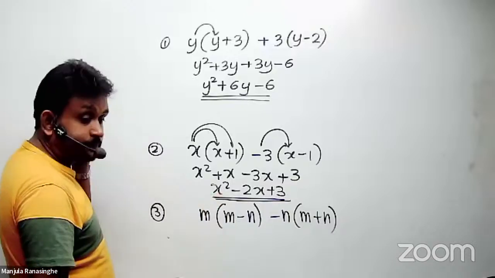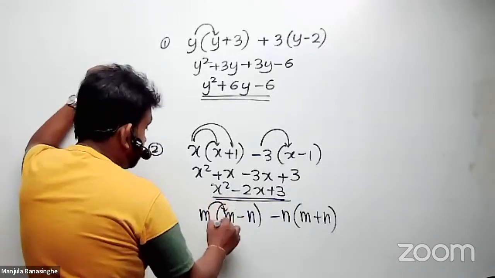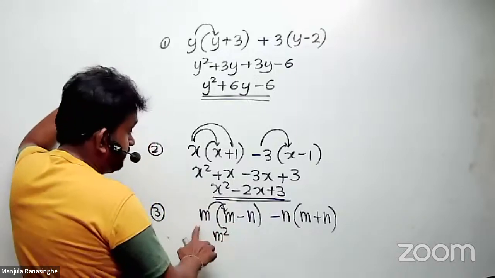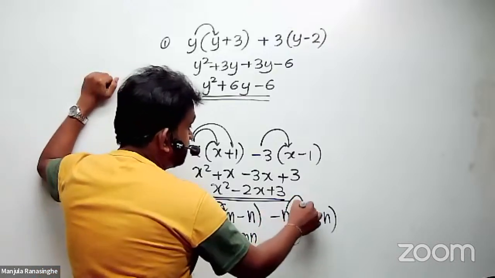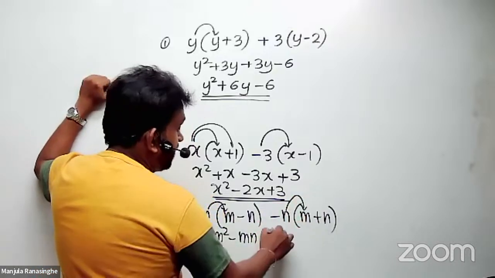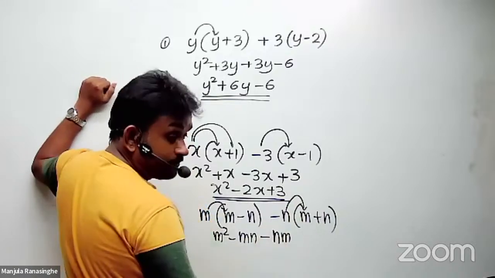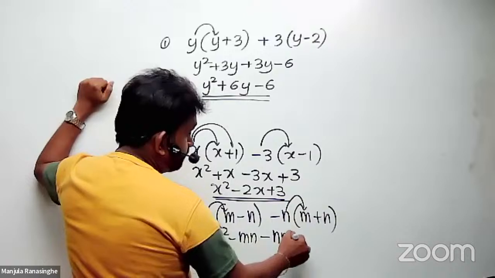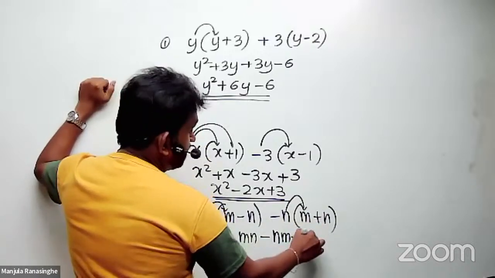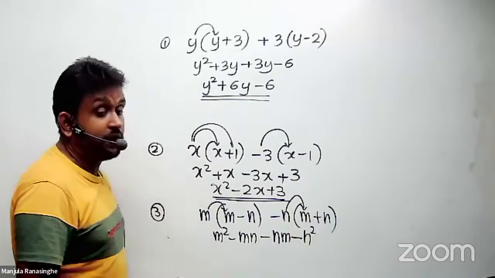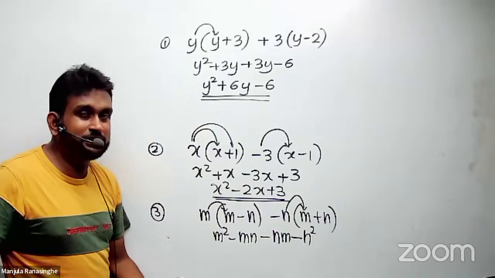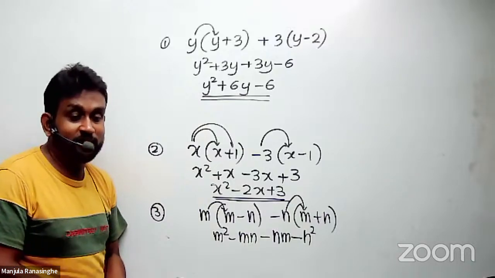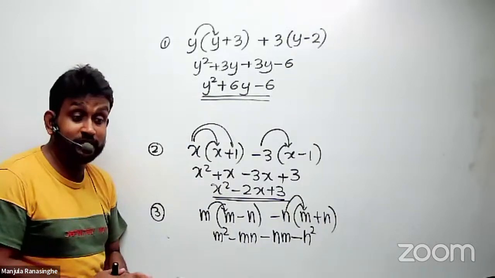Now the last one. See there, m into m squared, m into n minus mn. Now minus n into m minus nm, and minus into plus minus n into n squared. Now see, are mn and nm the same terms or different terms? What about your idea? Are they same or different? Same. They are the same.